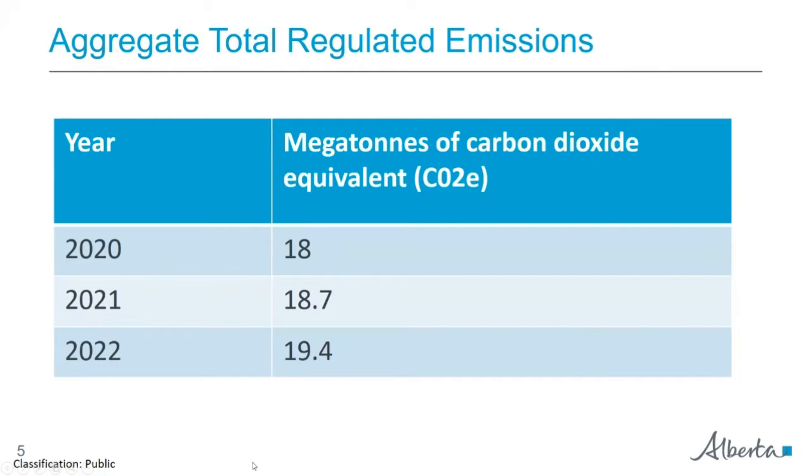So as you can see at the bottom row, the 2022 total aggregate emissions for the aggregate program were 19.4 megatons of carbon dioxide equivalent, illustrating growth in the program since its inception in 2020. And we'll dive more into the 2022 compliance outcomes during the spring webinar and focus today on the benchmarking.